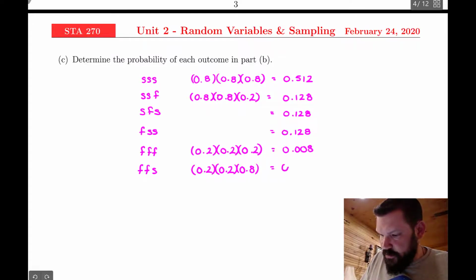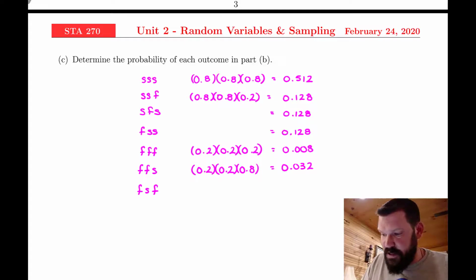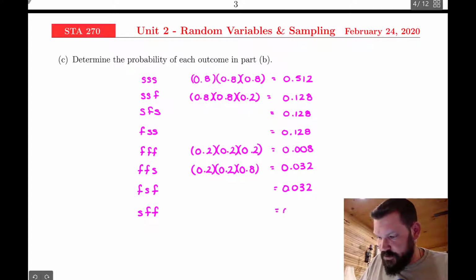And we get 0.032. So then we would also look at failure, success, failure. Again, the values are the same as failure, failure, success, just a different order. So we get 0.032, and then we would have a success, a failure, and a failure. I'm just going to write it out. We don't need to. Again, still the same values, 0.032.